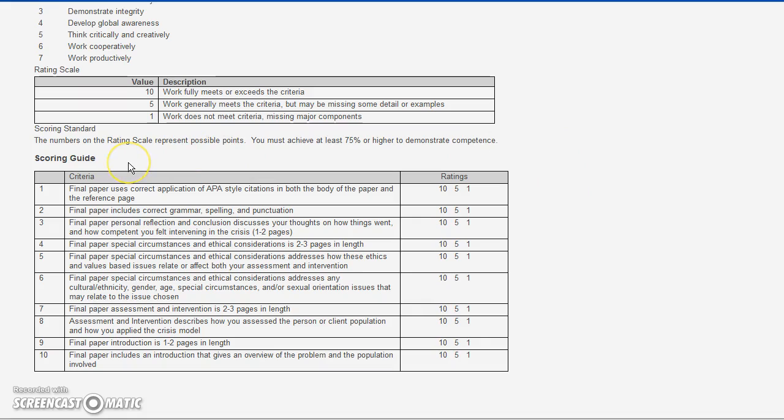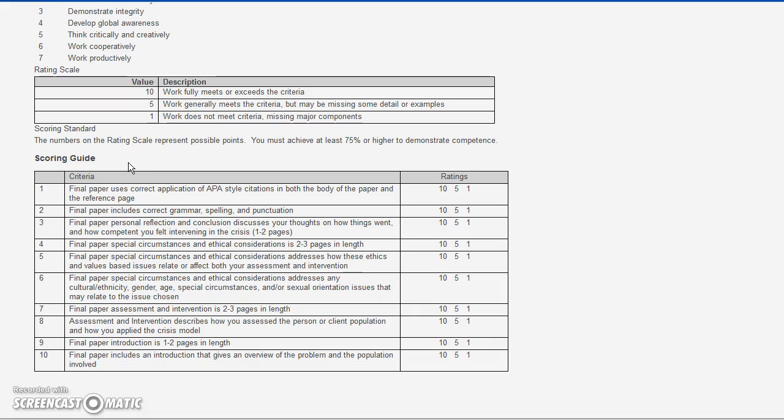Make sure your final paper uses correct application of APA style. Final paper includes correct grammar, spelling, punctuation. It includes personal reflection and conclusion. It even gives a page length suggested, 1 to 2 pages. Special circumstances, ethical considerations, 2 to 3 pages in length.